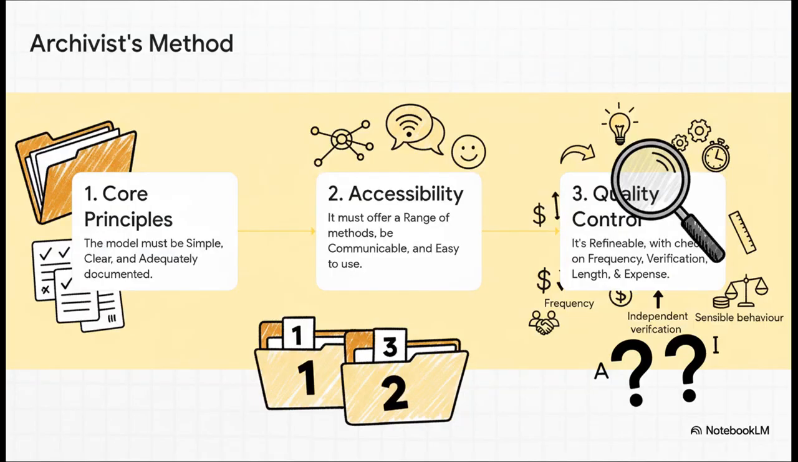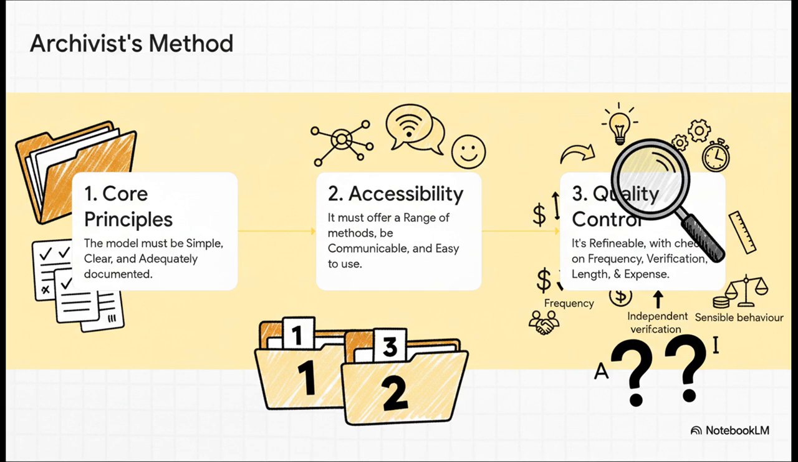Easy. We're going to use the archivist method. We'll just chunk it into 3 neat little folders. Folder 1 is core principles. It's got to be simple, clear, and adequately documented. Got it? Folder 2 is accessibility. It needs a range of methods, be communicable, and easy to understand. And finally, the big one, Folder 3, is quality control. This is where you put refinable, frequency, independent verification, length, expense, and sensible behavior. See? 3 simple folders. Way better than a bunch of scarcer files. All right, pop quiz.